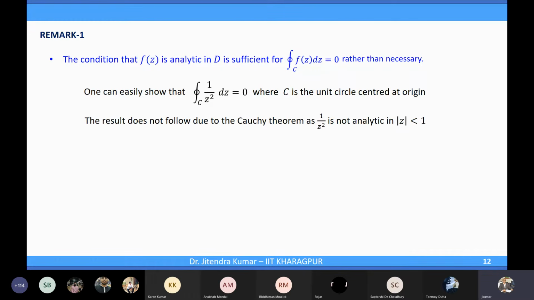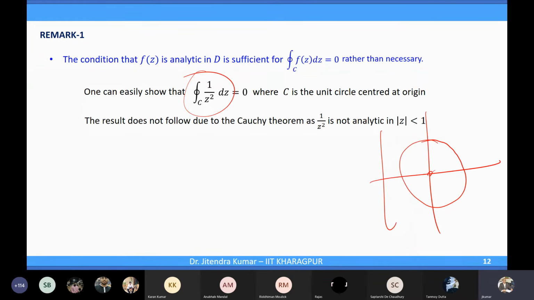You just take a unit circle around this origin, and then with the method we have discussed before for how to evaluate the line integral, you will realize that the value of this integral is 0. So this result is not actually because of Cauchy, because you cannot apply Cauchy. 1 over z square is not analytic in the whole domain, with center 0 and some radius or unit radius.